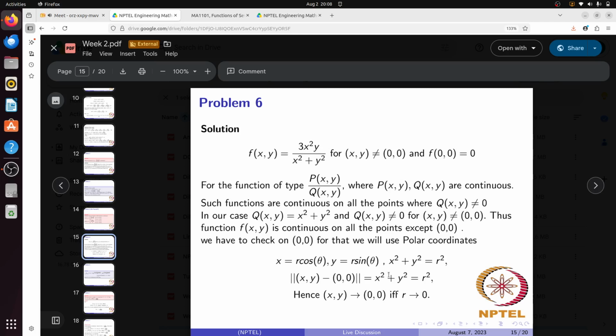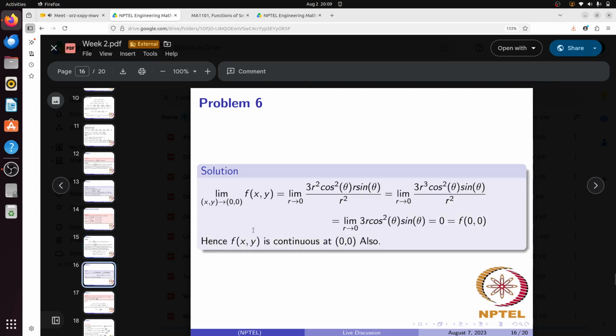Okay, so next. Now the limit as (x, y) tends to (0, 0) of f(x, y) equals the limit as r tends to 0 of 3 r square cos square theta into r sin theta, divided by r square. This equals the limit as r tends to 0 of 3 r cube cos square theta sin theta by r square.